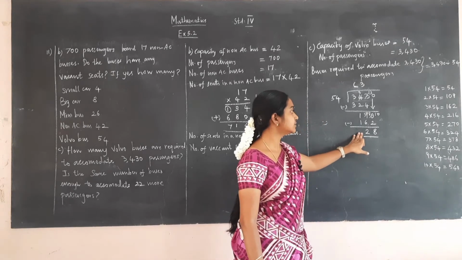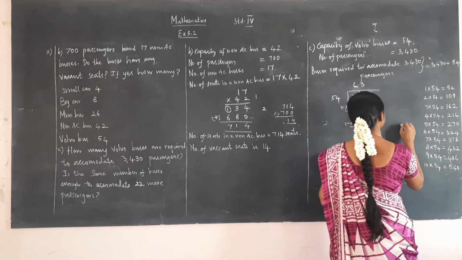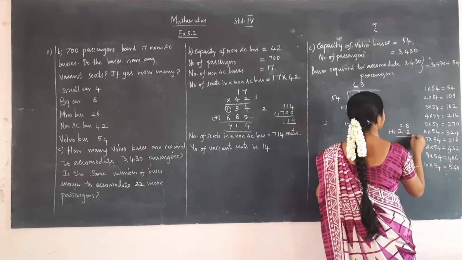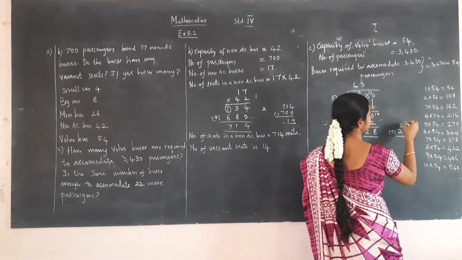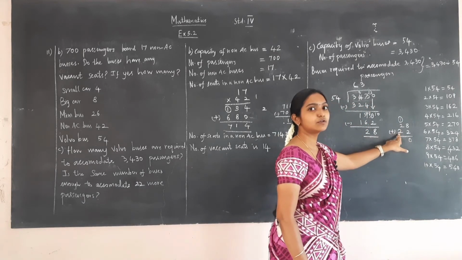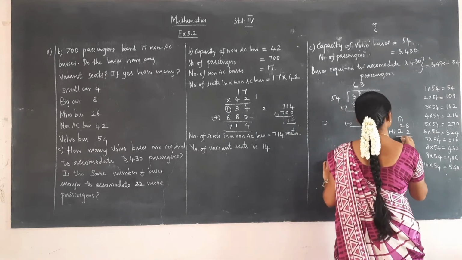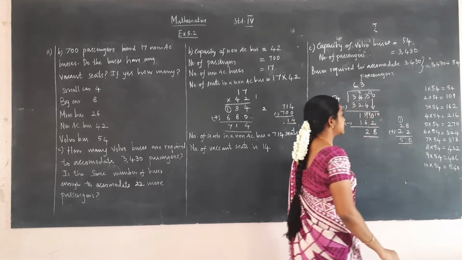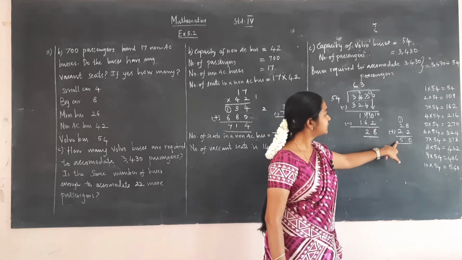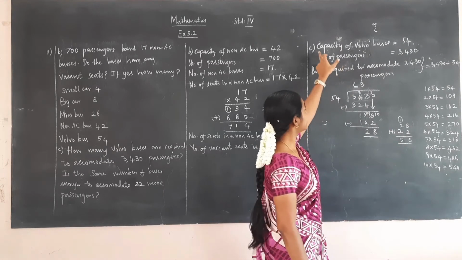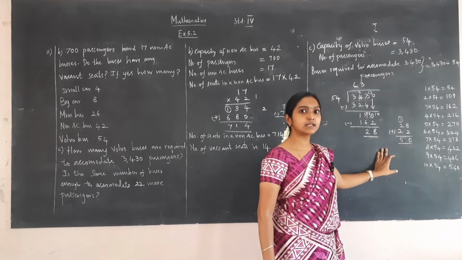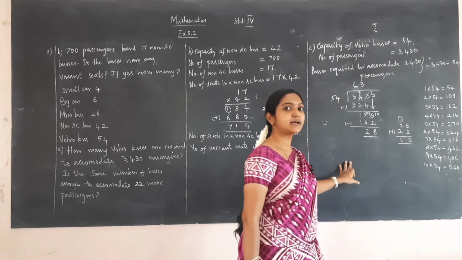So we have to add 28 and 22. 8 plus 2 is 10. Carry 1 to next place. 2 plus 2 is 4. 4 plus 1 is 5. So the number of passengers in the last bus, that is the 64th bus, will be 50 passengers. But the capacity of a Volvo bus is 54. So 64 buses are enough to accommodate 22 passengers more.